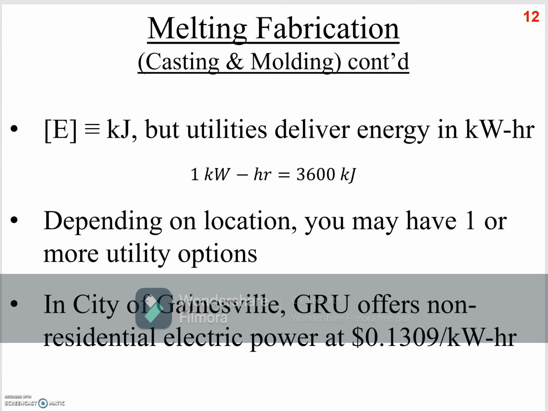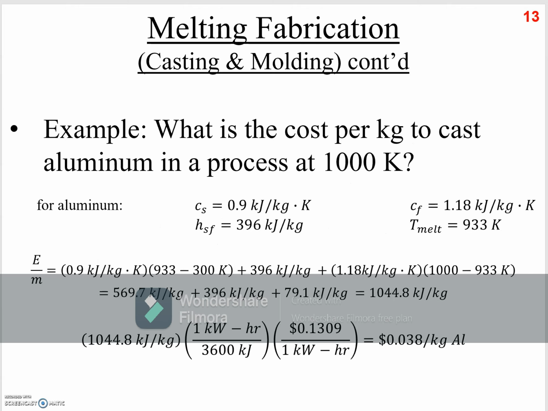So depending on the location, you may have one or more utility options. In the city of Gainesville, for example, GRU offers non-residential electric power at 13 cents per kilowatt hour. And so here we have an example. What is the cost per kilogram to cast aluminum in a process at 1,000 Kelvin? And that'll be around 4 cents per kilogram of aluminum.